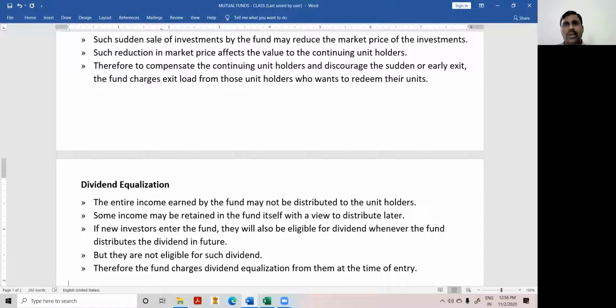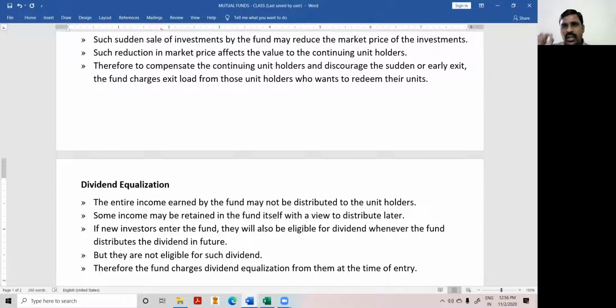That means as if we are paying money today, and tomorrow you are getting the same money. You means the new unit holders, the newly entered person. Whatever the new entrant will get in future, for which he is not eligible, he has to pay in advance to the fund at present.